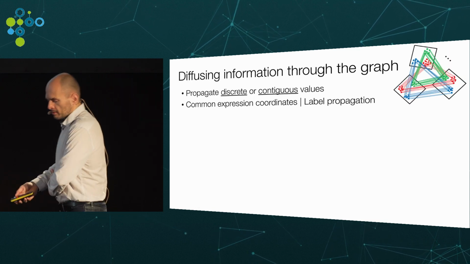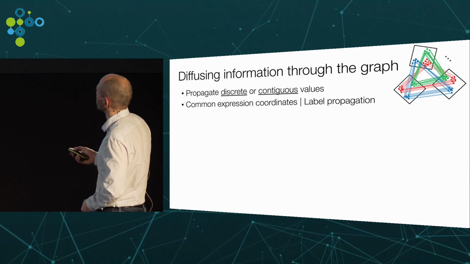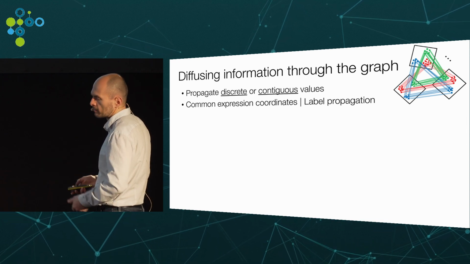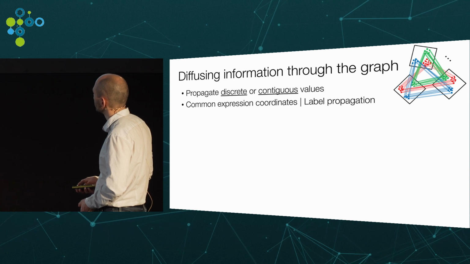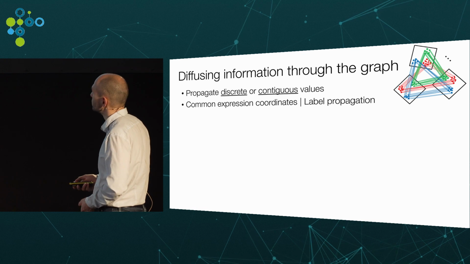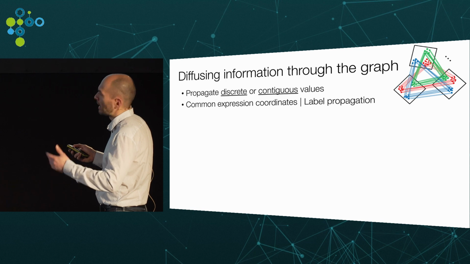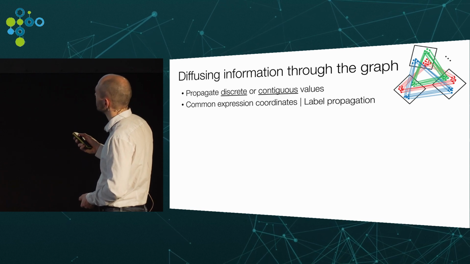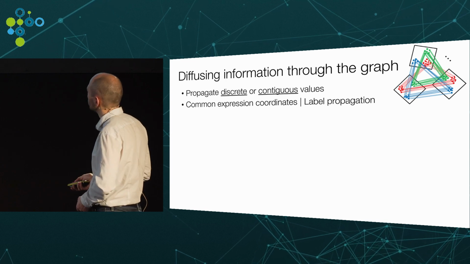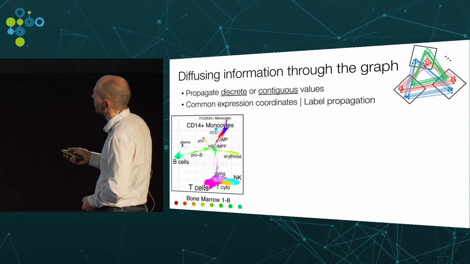Okay, so other uses of the joint graph. I think it's a useful representation, but there are practical things that we'd like to do as well. So you can essentially use this graph as a sort of scaffold to propagate information between samples that you have, or between cells, either discrete or continuous values. We do this basically by modeling a diffusion process. For discrete labels, I'll show you, for instance, just annotations. That's an easy example. For continuous ones, it will be, for instance, these common expression coordinates or some other values.